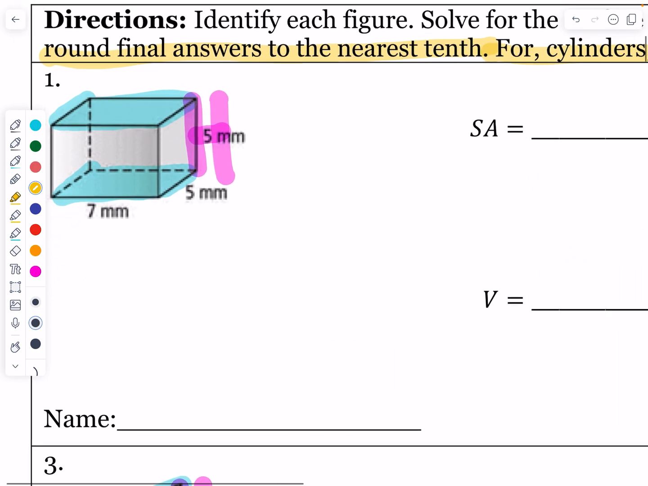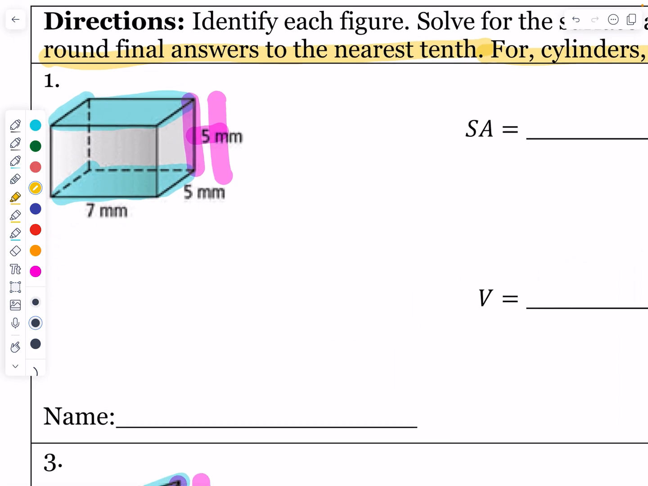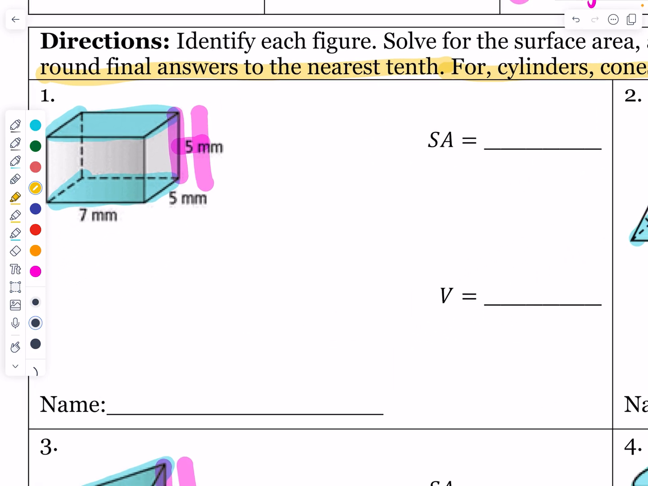What shape is this? What has two bases? I know the only two shapes that have two bases are cylinders and prisms. But because these are not circular bases, I know that it's going to be a prism. So what type of prism is this? This is going to be a rectangular prism. Why is this a rectangular prism and not a square prism? Because that is a 7 by 5 rectangle and not a 5 by 5 or a 7 by 7. So this is a rectangular prism.